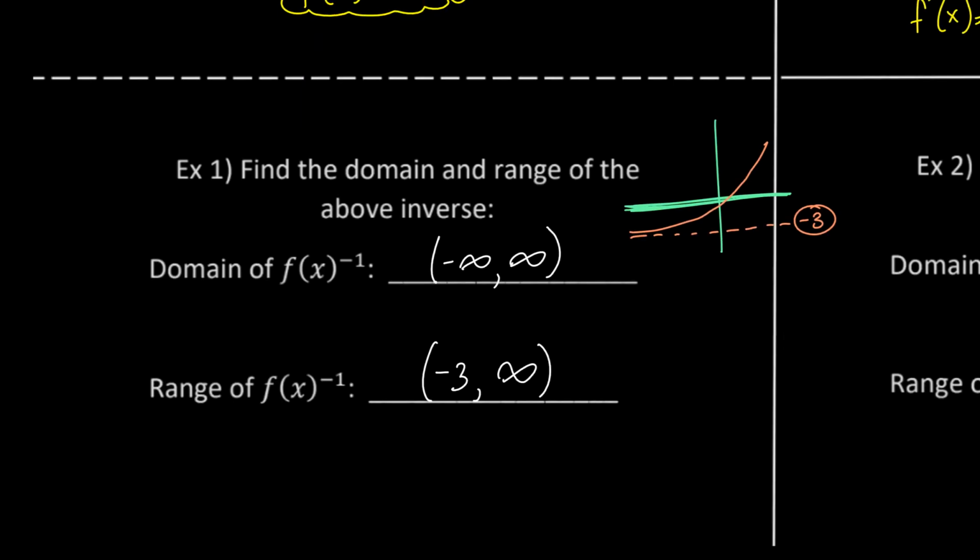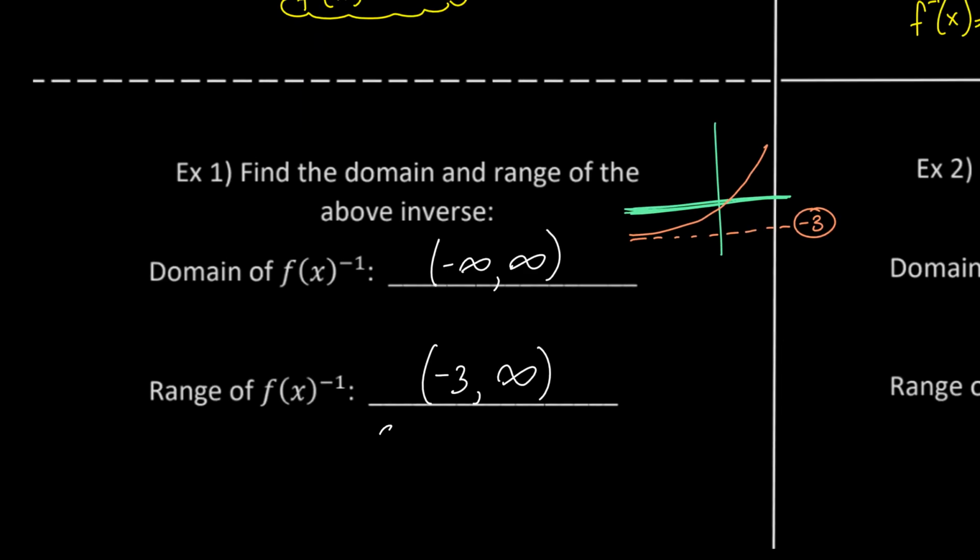So if you were writing this in set notation, would you still write y and like x? You would write y is bigger than negative 3 here. You wouldn't have to put y to the inverse. No, it's just asking for the domain of the inverse. So then it's implied. Yes.